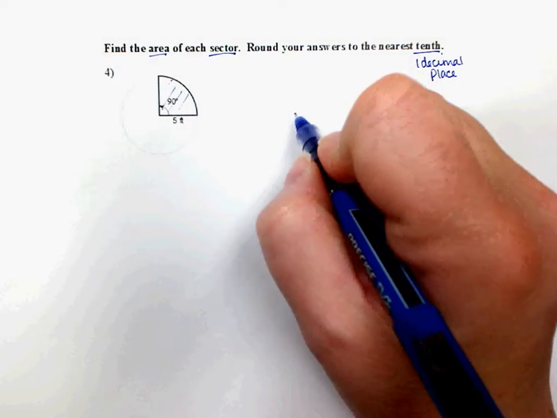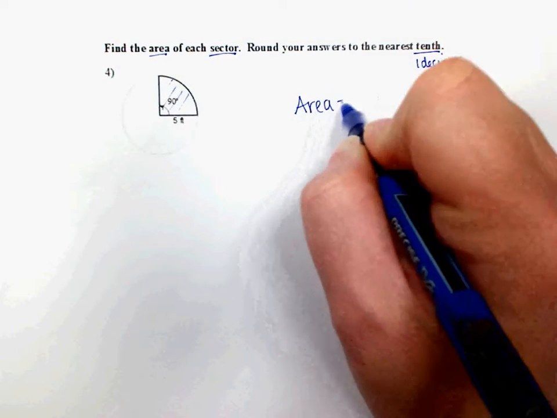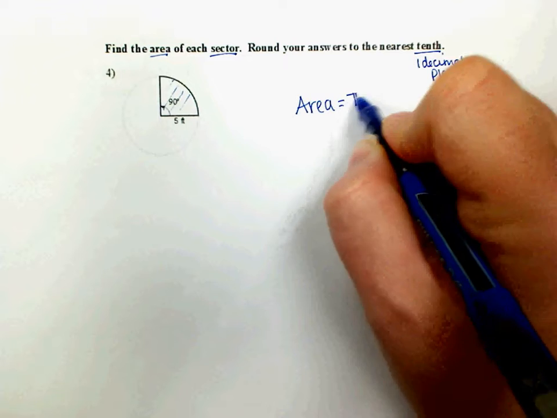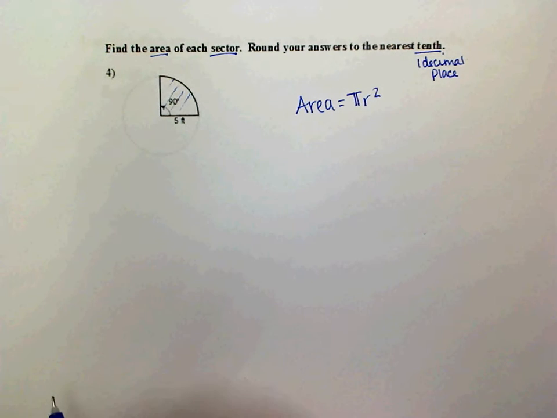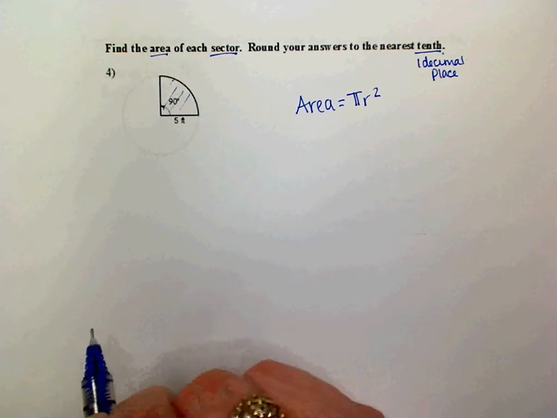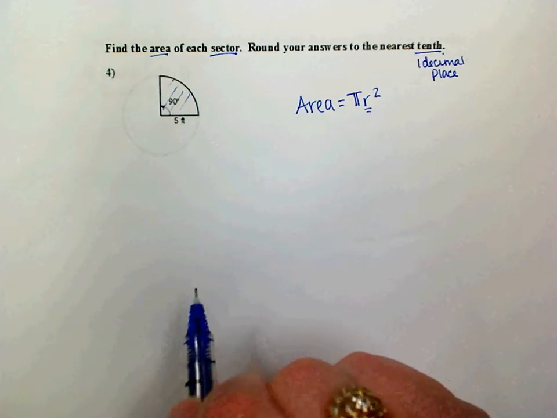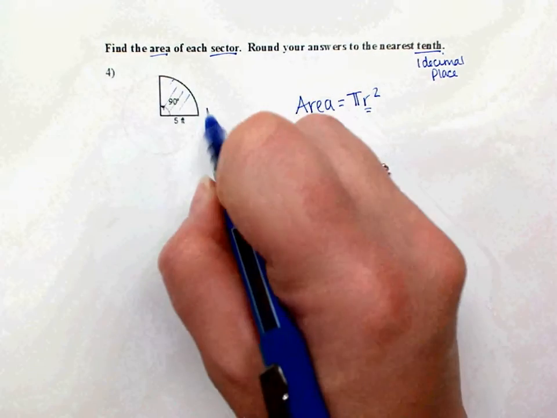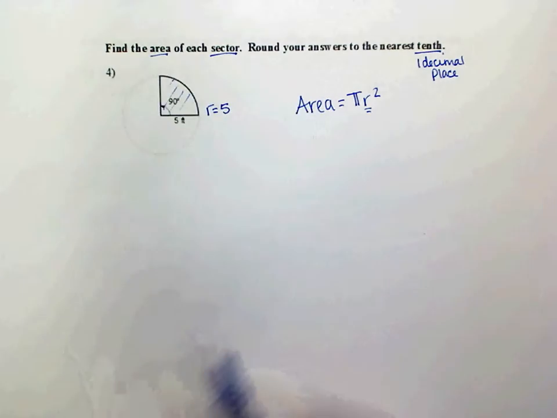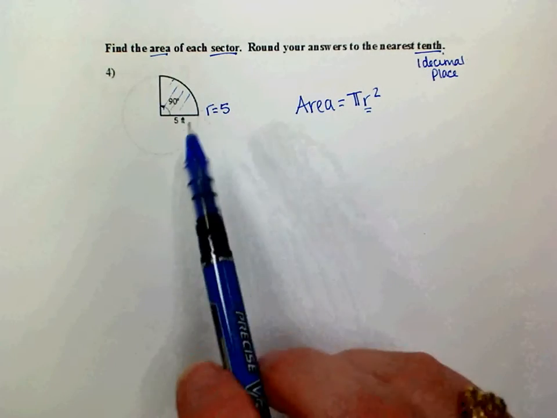So you have to remember the formula for the area of a circle is pi r squared. Okay, so pi r squared. So we have to know the radius to find the area of the circle, which we know. We're given the radius is 5. Now we don't want the whole area. We only want a portion of it.